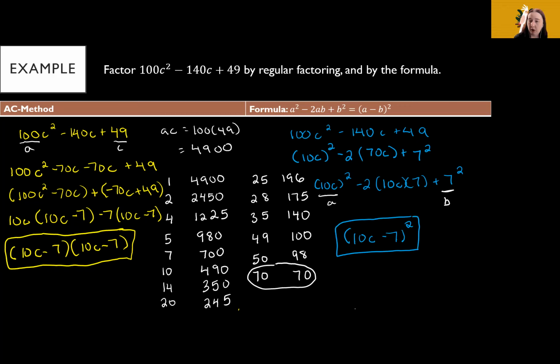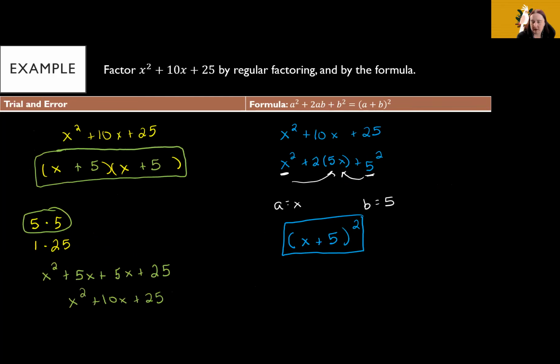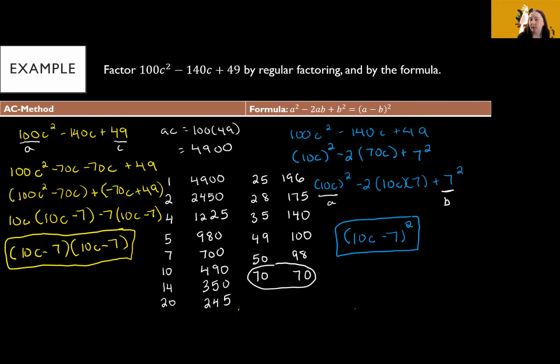And that was much faster than doing the AC method. And that's one of the reasons why we have these shortcuts or these formulas, is because it can save you a lot of time depending on what you are factoring. So maybe it didn't save us any time with this particular problem, but it saved us a lot of time with this one because we had a lot of choices to go through. And if we recognized it was in this form sooner, then you can get it done really quickly.